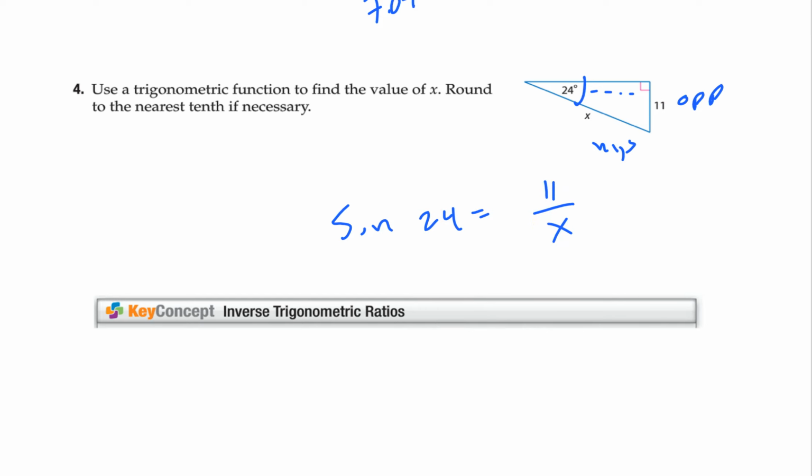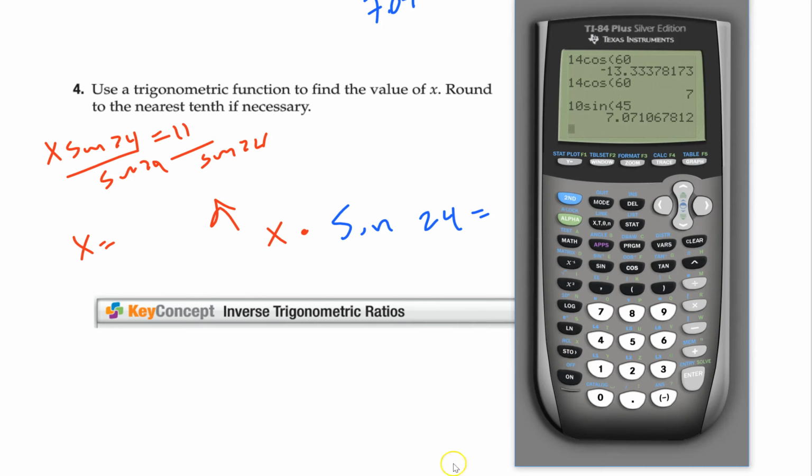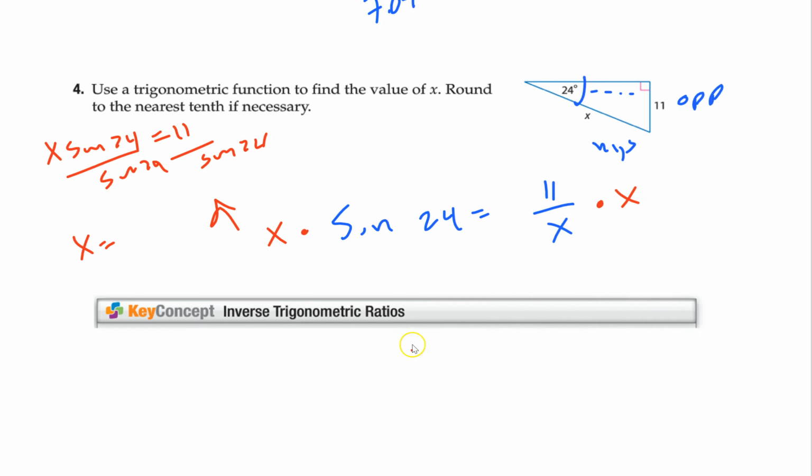The exact same way. Let's get rid of that x, multiply both sides by it. And then you get x sine of 24 equals 11. So we're going to divide by sine of 24. It takes an extra step, but it works the same way. X equals 11 divided by sine of 24. So about 27 degrees, roughly. About 27 degrees. So that's the idea.